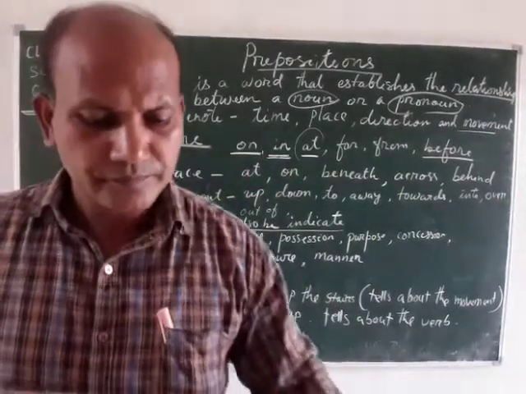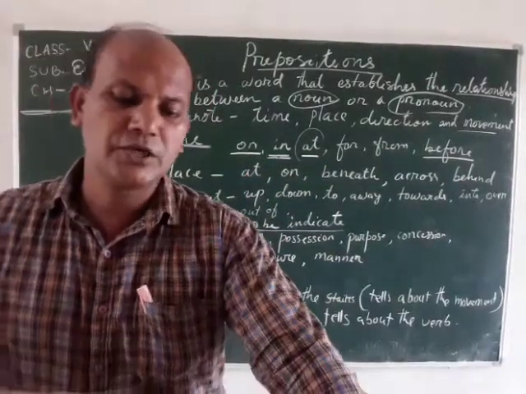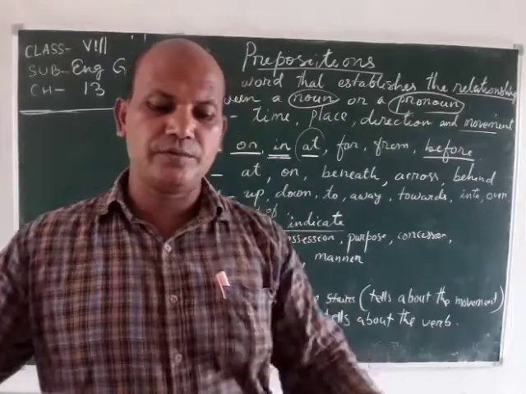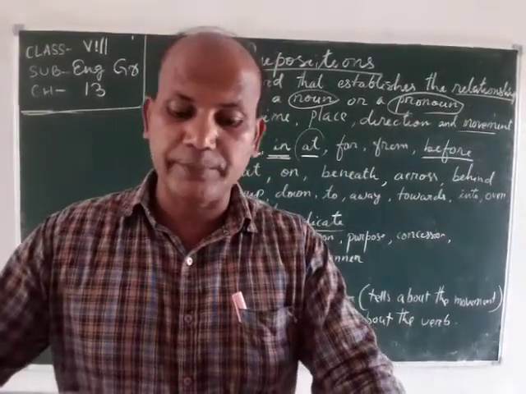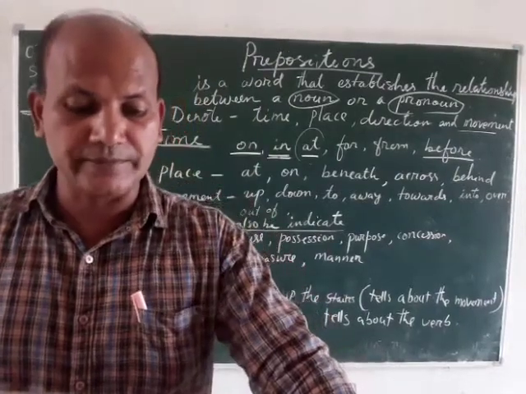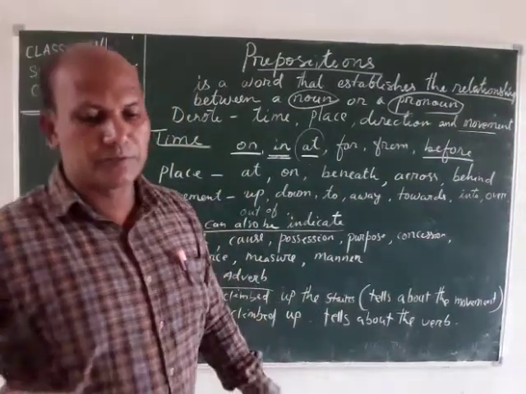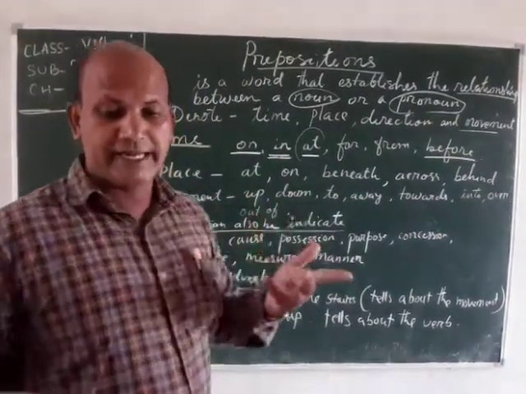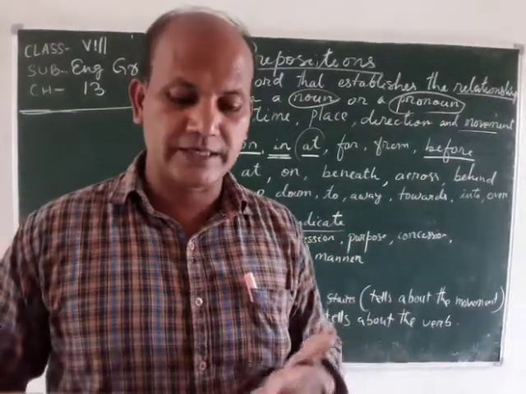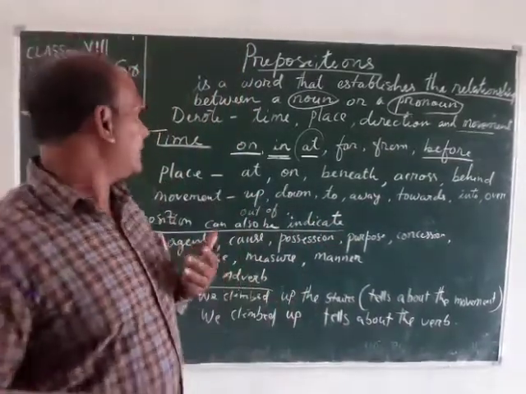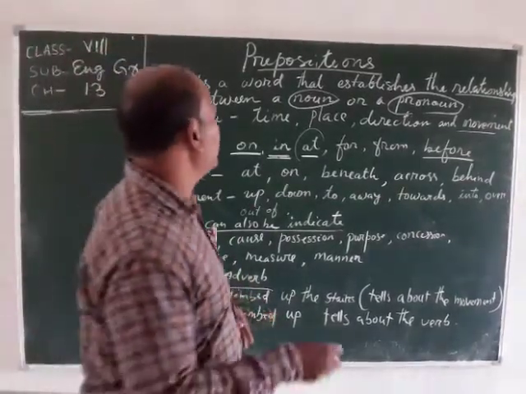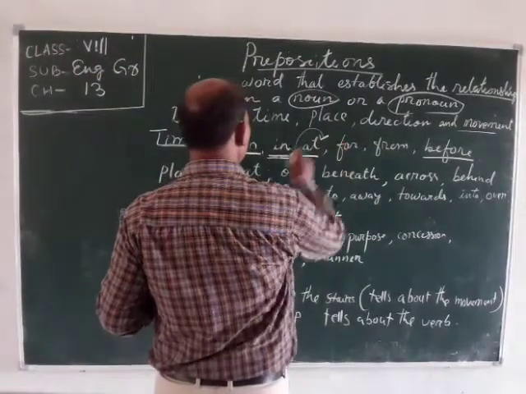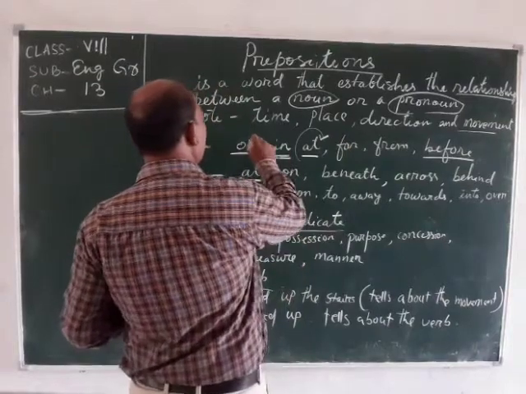It's okay. So the prepositions on, in, at, for, from, before tell us when things happen and act as prepositions of time. Other prepositions you can use are by, till, after, from, etc. Next, we come to the preposition of place. At is for time and for place also, and on is for time and for place.